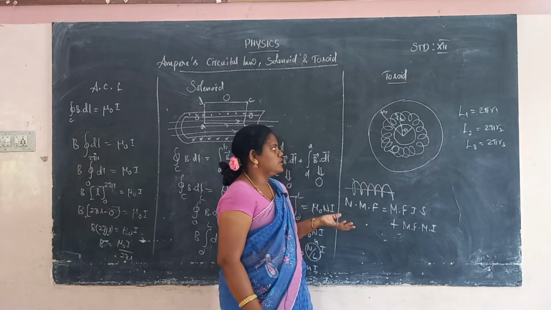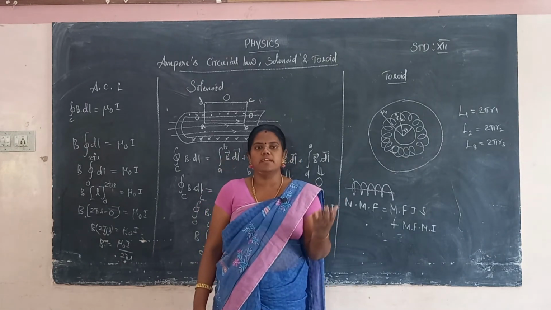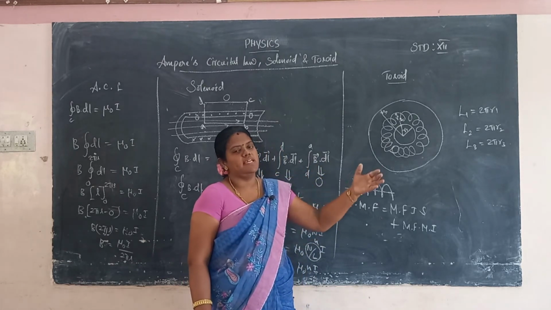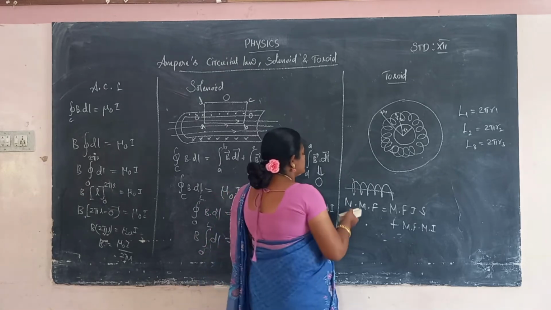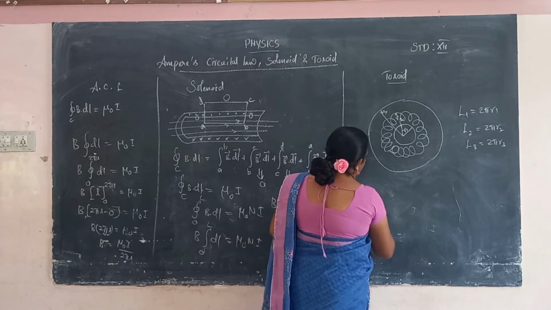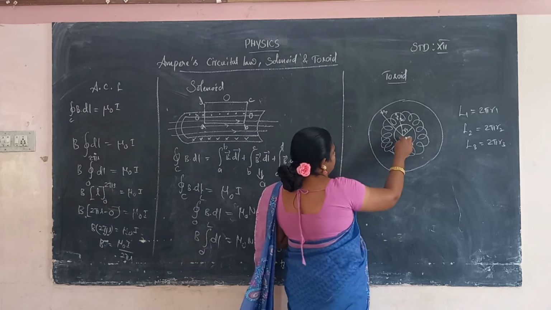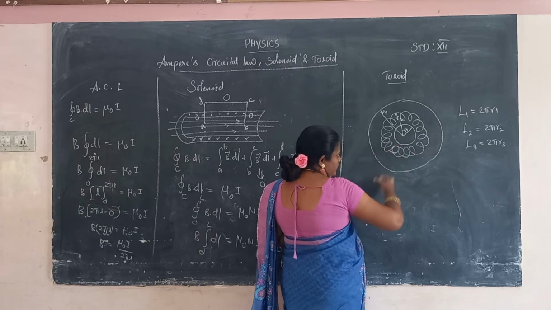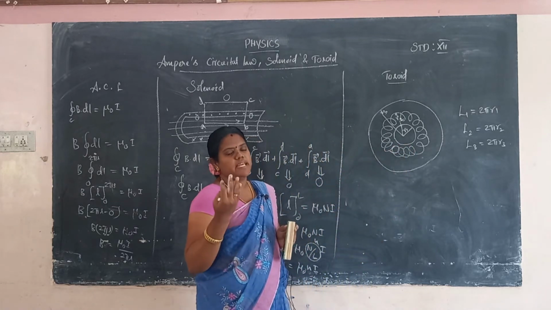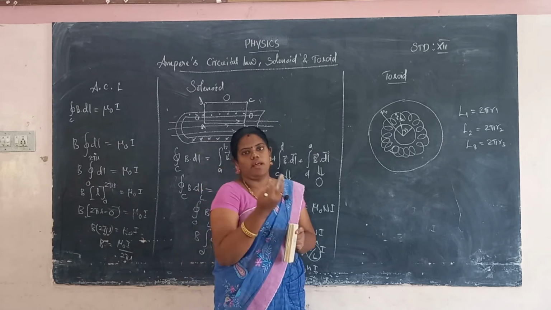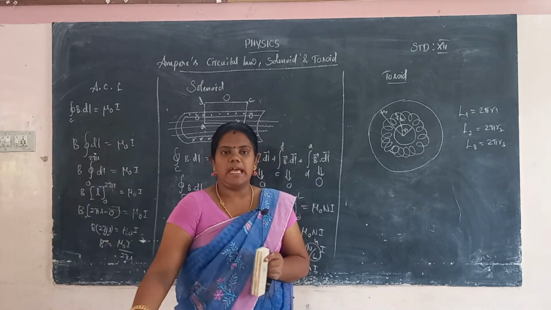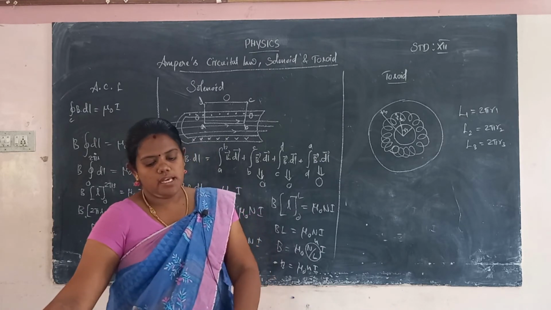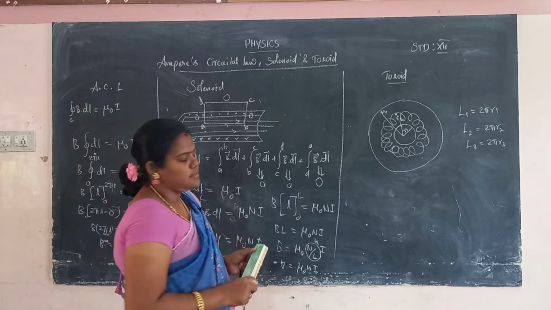So how do we calculate the magnetic field in that toroid? That is the next question. How do we calculate the magnetic field created in a toroid? We have to consider three spaces in the toroid: the interior open space, the exterior open space, and the space inside the toroid. In these three ways we can easily calculate the magnetic field created in a toroid.